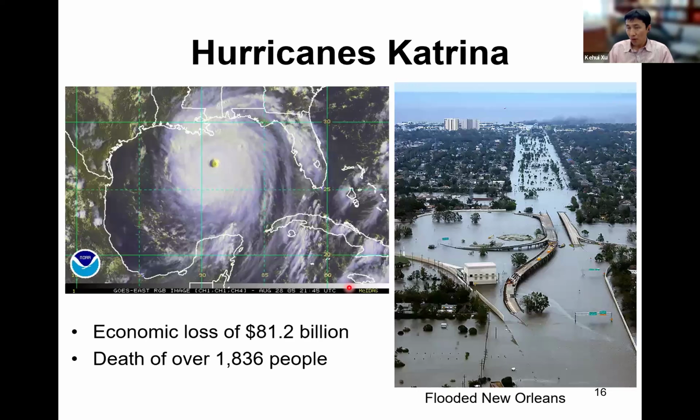And as probably all of us know, Hurricane Katrina was a quite devastating hurricane. It was a category 5. Economic loss was over 80 billion, right? The deaths of over 18,000 people. It was a big, big disaster in US history. And this is a picture of the flooded New Orleans City.